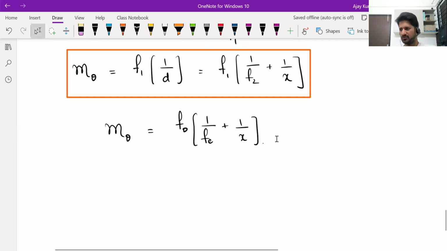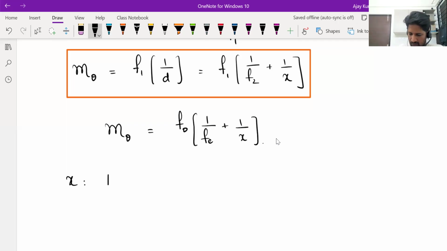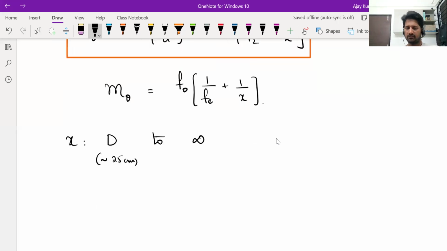Now that is your choice. You can make the final image form wherever you want. Some may like to see the image at the near point distance. So x, the distance where the final image forms, could be anywhere from the near point distance, approximately 25 centimeters, to infinity. And based on that, the magnification will vary.